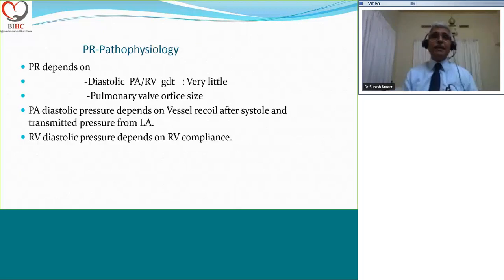So the PR depends on the gradient between PA and RV in diastole, which would be very little. Pulmonary valve orifice size is very important. And the diastolic pressure in the PA would depend on the vascular recoil after systole and also the transmitted pressure from the left atrium. And the RV diastolic pressure would depend on the RV compliance.